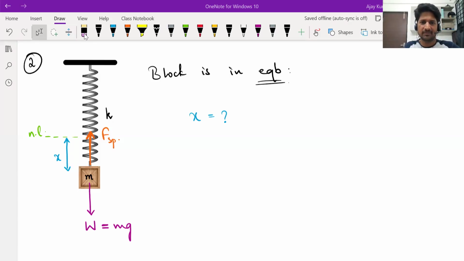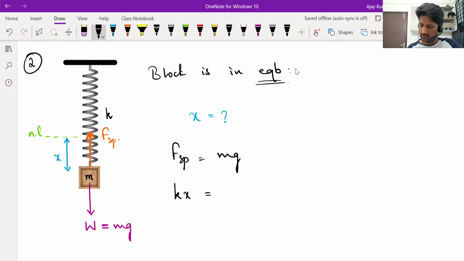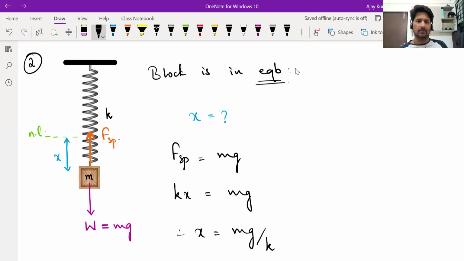What happened? It's a one-step answer. Pawan, tell me. X is equal to mg by k. Okay. See, for the block to be in equilibrium, spring force must balance mg, so they should be equal. Expression for spring force is kx, where x is the elongation or compression. Kx balances mg. Therefore, x is equal to mg by k. When the spring is stretched by that much, the block will be in equilibrium.